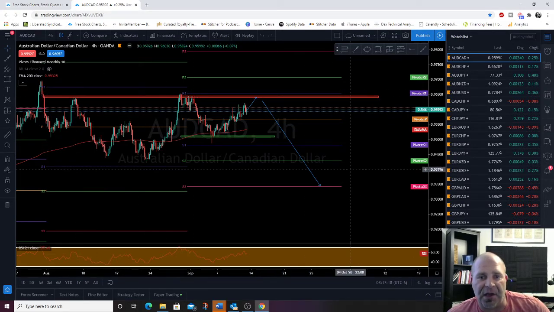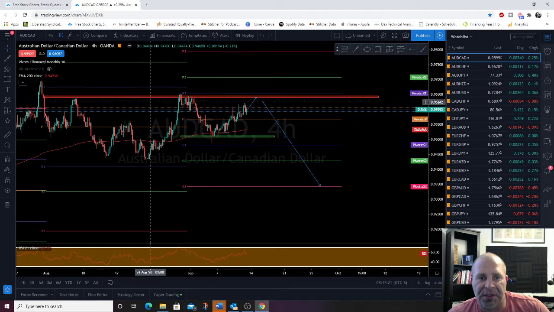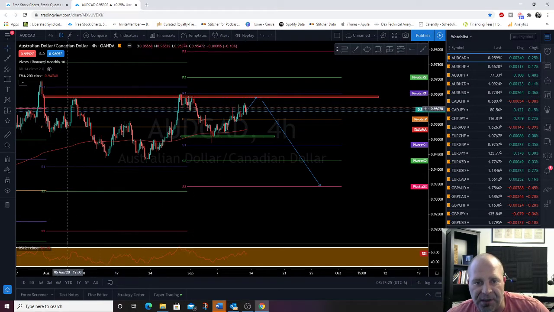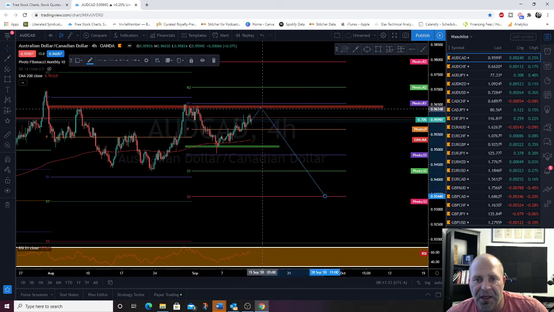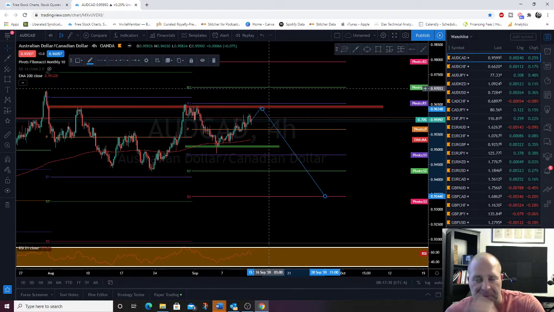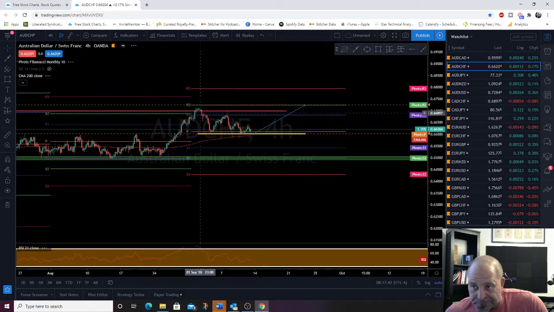Australian dollar, Canadian dollar, we can see we have some resistance forming right here. We did go down and hit the 200 EMA and go bullish again. So I'm going to be looking for what price does at that region there. If we bounce, I'm going short. If we bust above, I like that R2 monthly pivot as a profit target.